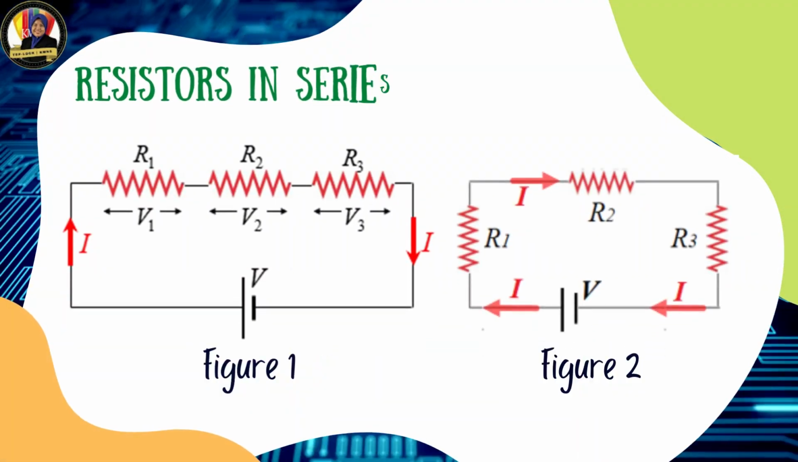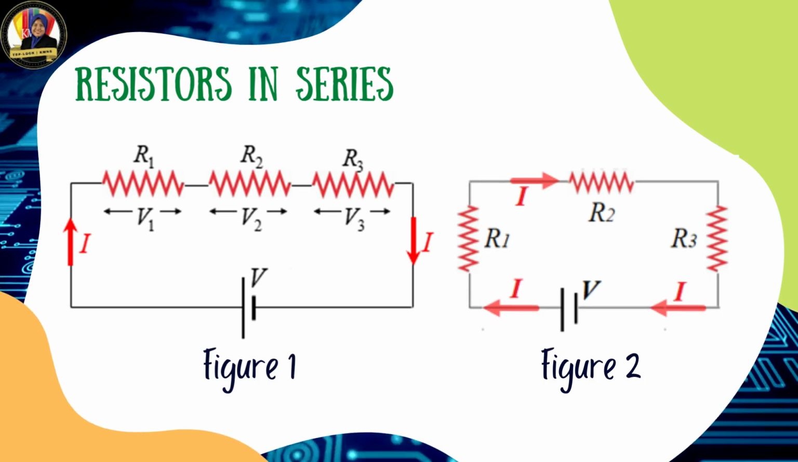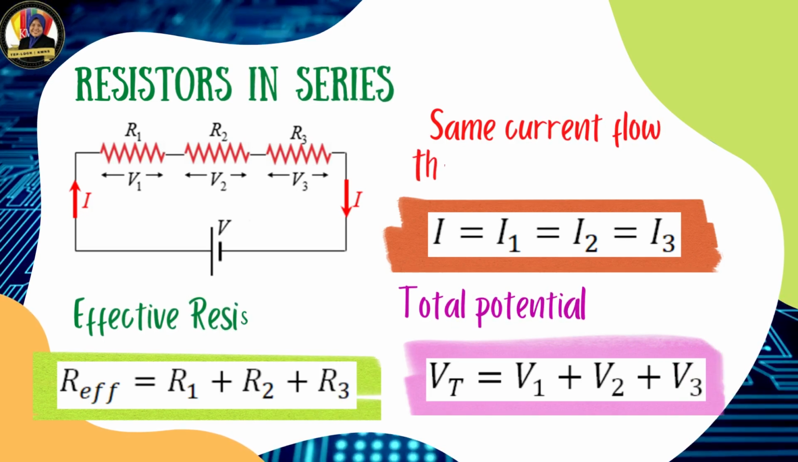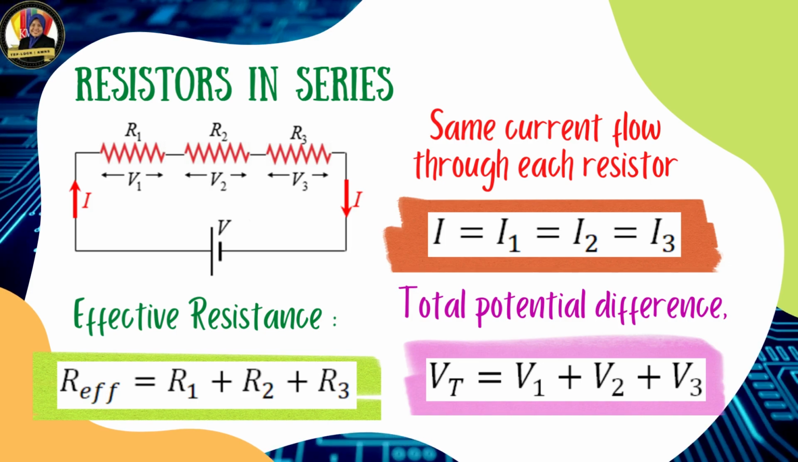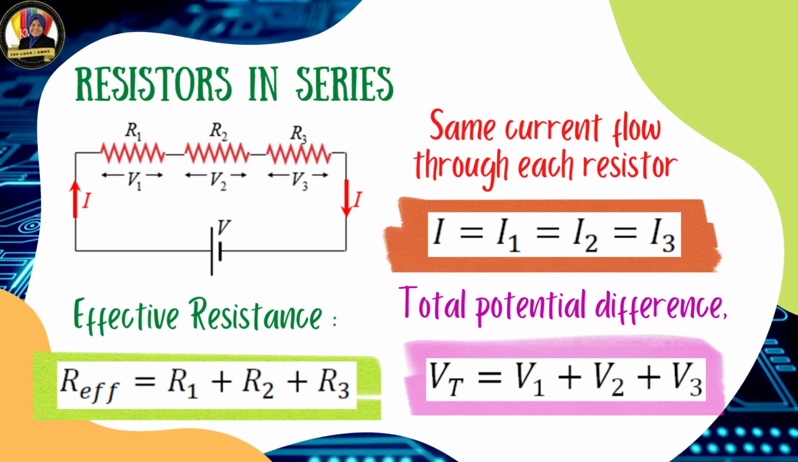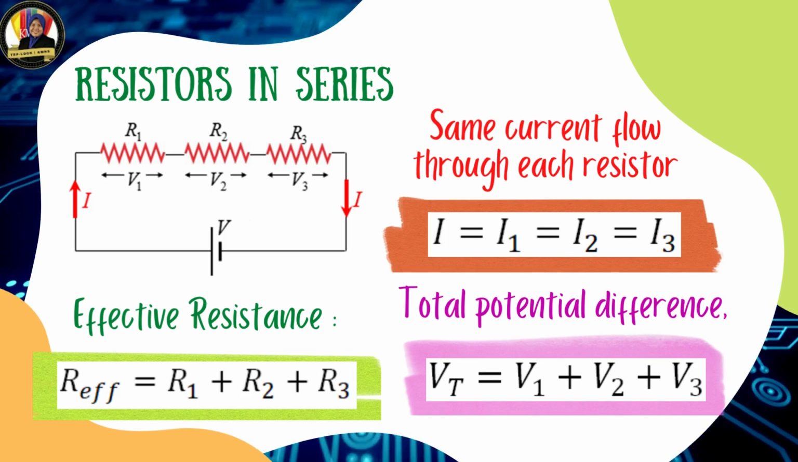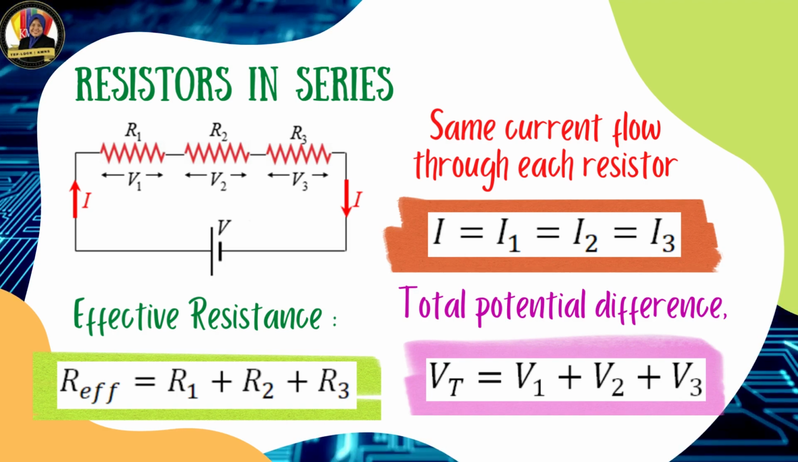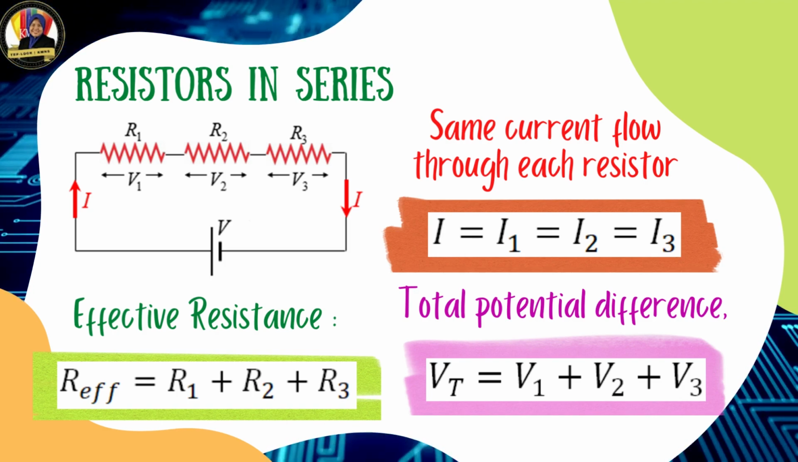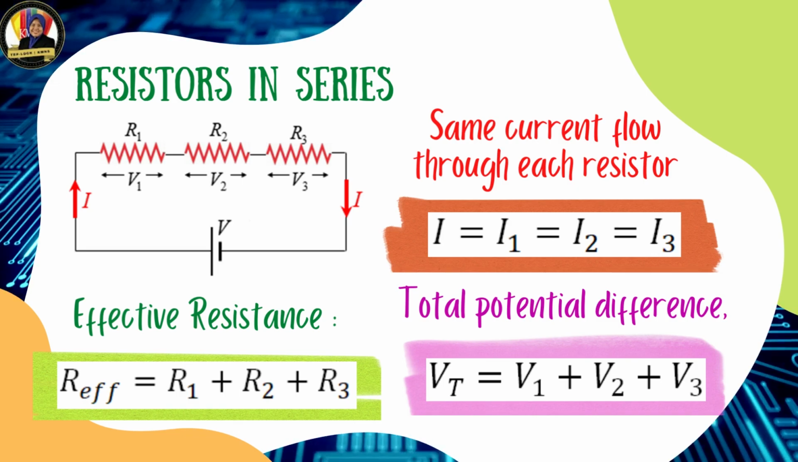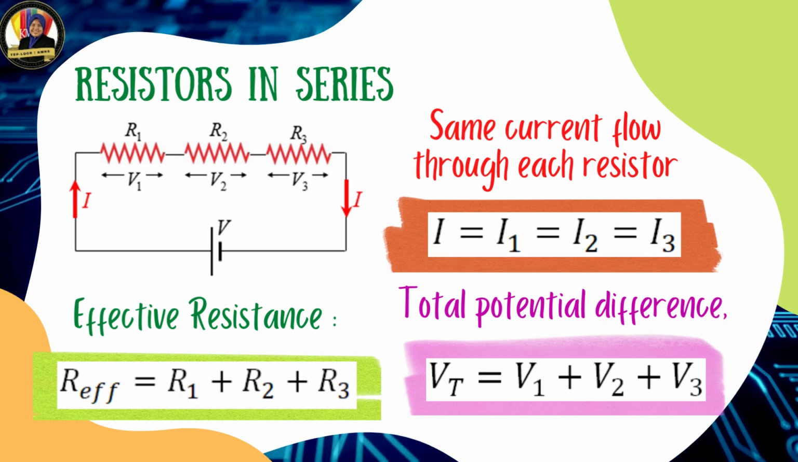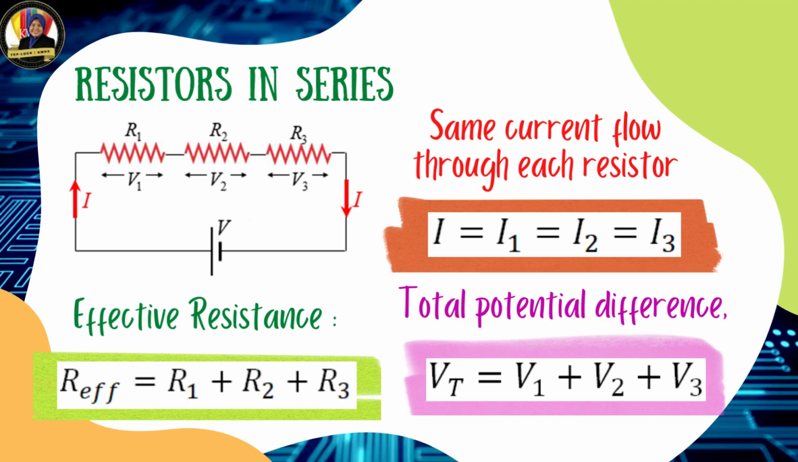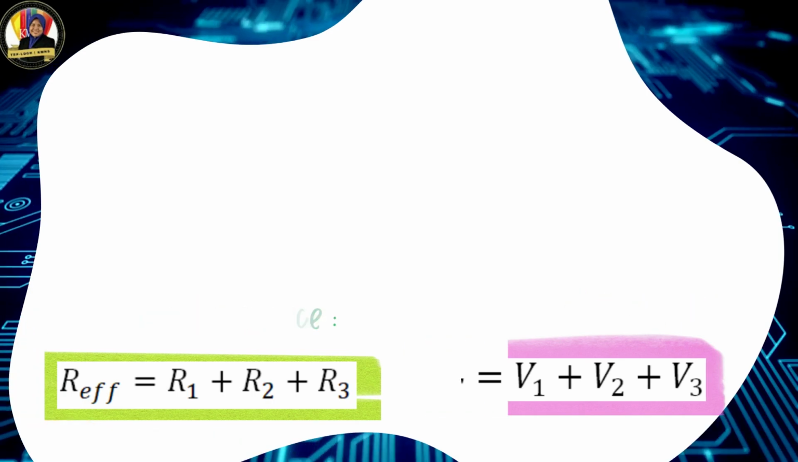Figure 1 and figure 2 show the example of the arrangement of resistors in series. When resistors are connected in series, the same current flows through each resistor, given I1 is equal to I2 and equal to I3. For the potential difference, the total potential difference between the resistors is equal to the sum of potential difference V1, V2 and V3. While for the effective resistance, it is equal to the sum of R1 plus R2 plus R3.